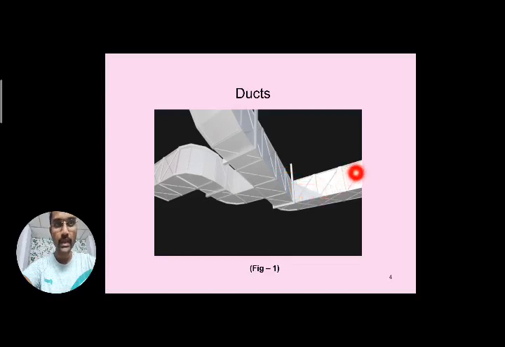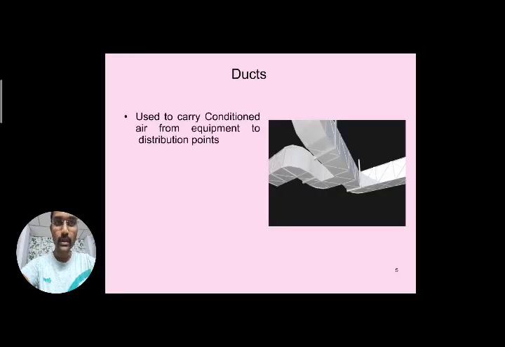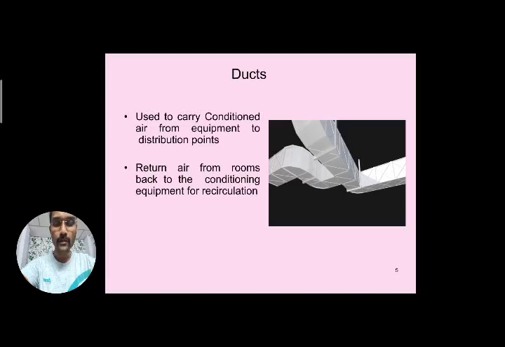In this we will see the different classifications. Depending on the arrangement needed inside the building or space, we can see different designs, and we will see those also. Coming to just a few lines regarding the ducts: they are used to carry the conditioned air from the equipment to the distribution points.